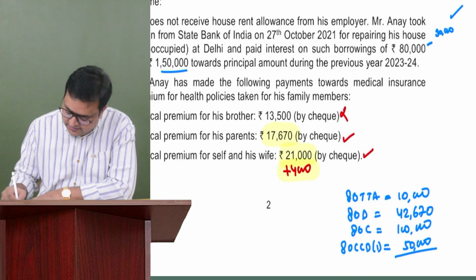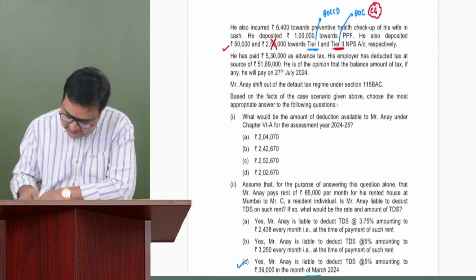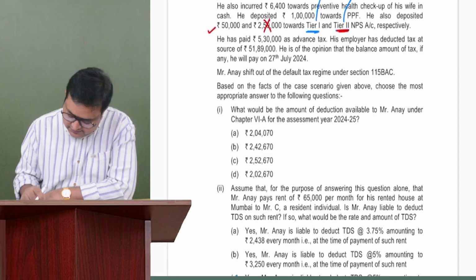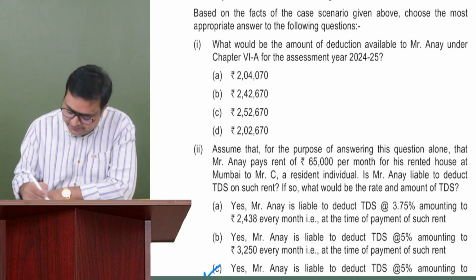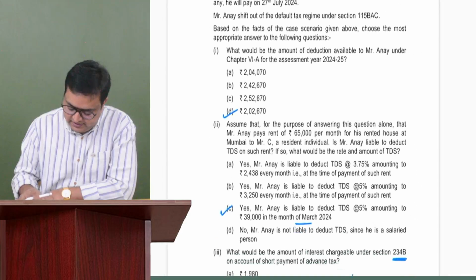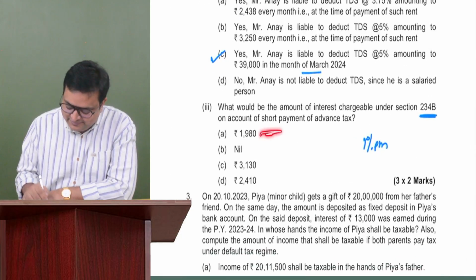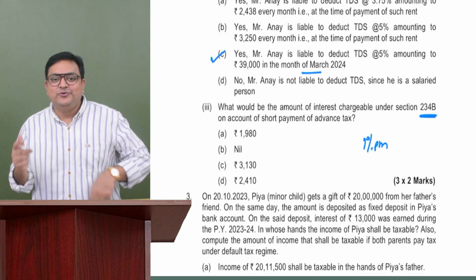It would be 202,670. Got it? 202,670. Do we have this? 202,670. Yes, we have it. 202,670. Correct. Now the main thing, although it's a small thing, we have to compute so much for that.